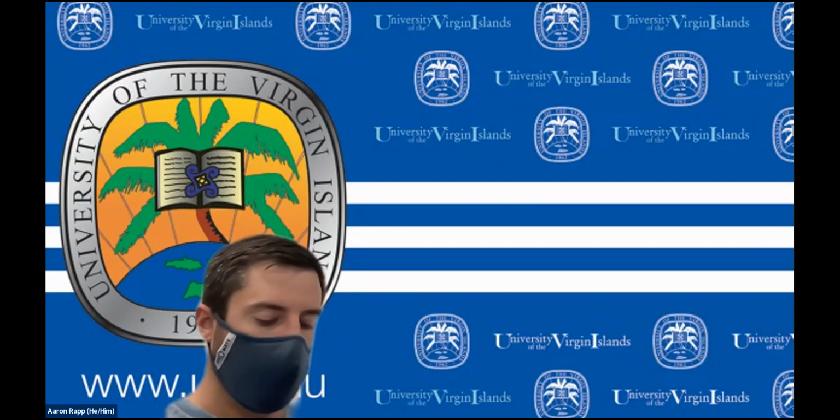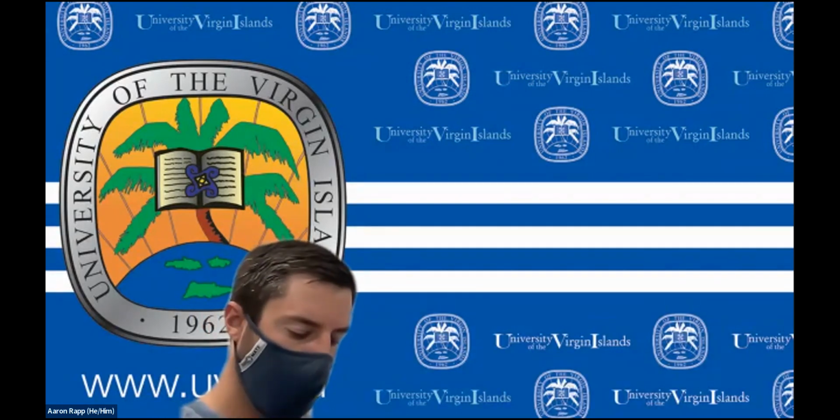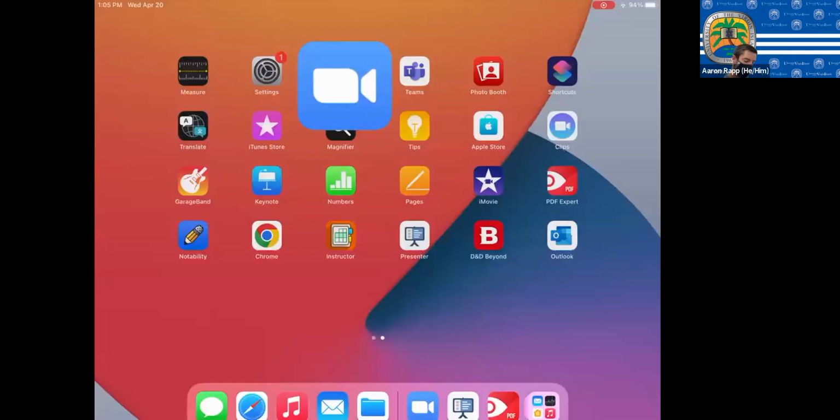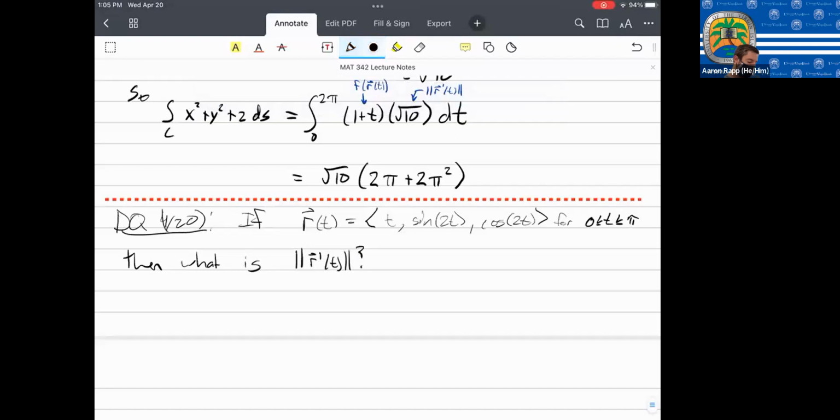So to do so, because there's a couple of people who did not get square root of 5, I first need to figure out what is the derivative of this parameterization with respect to t. So what is the derivative of t with respect to t? 1. What is the derivative of sine of 2t with respect to t? And what is the derivative of cosine of 2t?